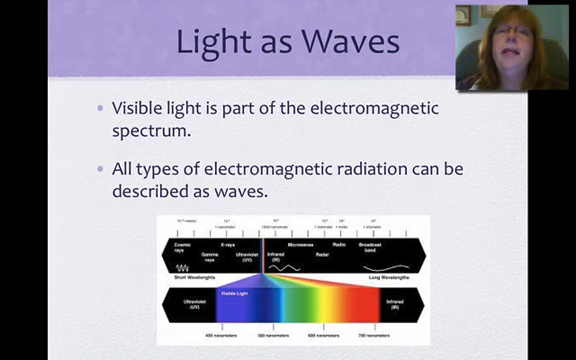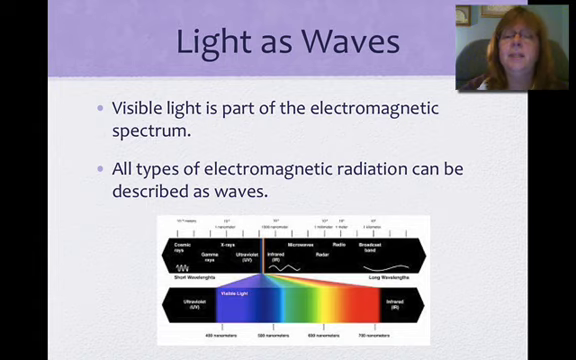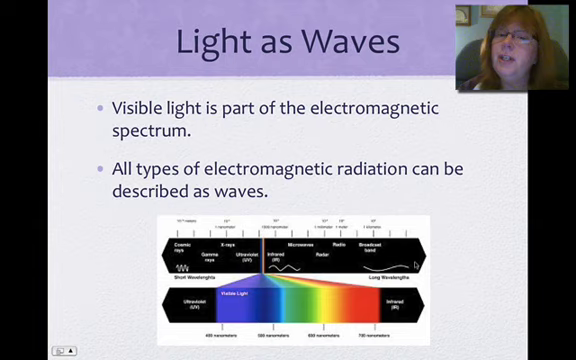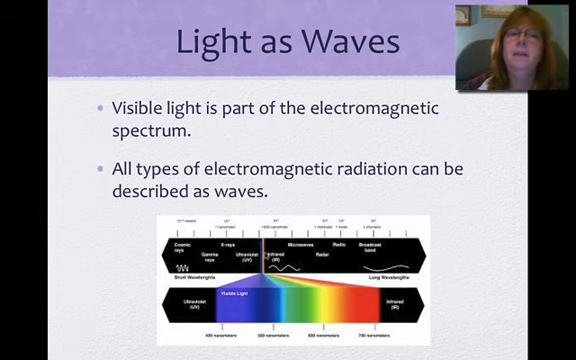Well, visible light is the light that we're most familiar with. It's part of what we call the electromagnetic spectrum. And all types of electromagnetic radiation in this spectrum can be described as waves. And the visible portion of the electromagnetic spectrum is just a tiny part, as you can see down in this diagram. The electromagnetic spectrum can have wavelengths that are very long, like radio waves, or can have wavelengths that are very short, like gamma rays. And somewhere in between is our visible light, but it's just a small part of the electromagnetic spectrum.